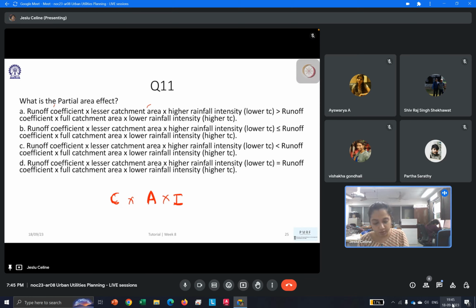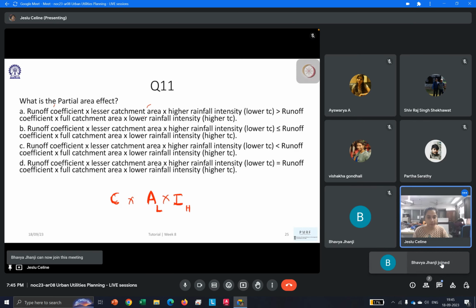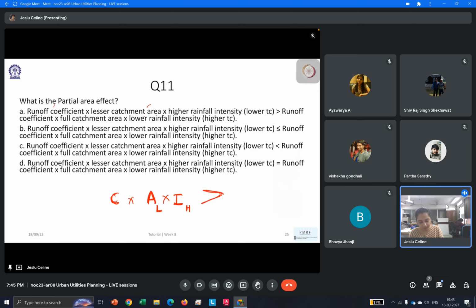So it says that when the area is lower, so this is lower catchment area and higher rainfall intensity, if that is the case, then that runoff is greater than the area being full catchment area. So let's say area is higher and intensity is lower. This is what is asked. Is this greater? Is this less? Or is this equal?